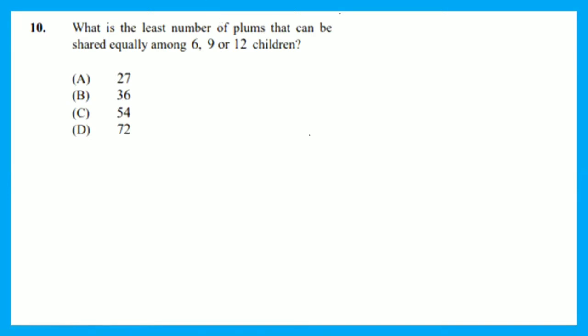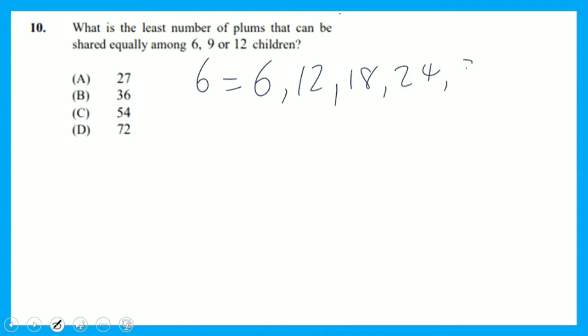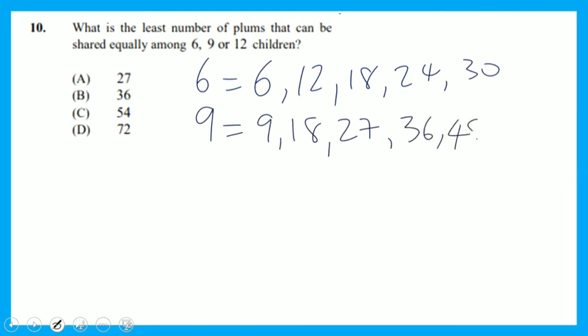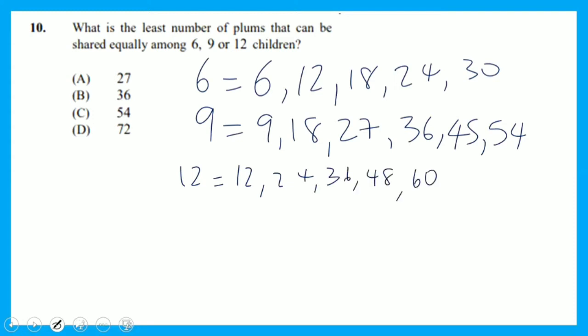All right, so let's look at multiples of 6. And the first one, of course, is going to be 6, 12, 18, 24, 30, and you can continue listing multiples of 6. With 9, that's going to be 9, 18, 27, 36, 45, and so on. For 12, it's going to be 12, 24, 36, 48, 60, and so on. You want to start looking, are there any common numbers yet?